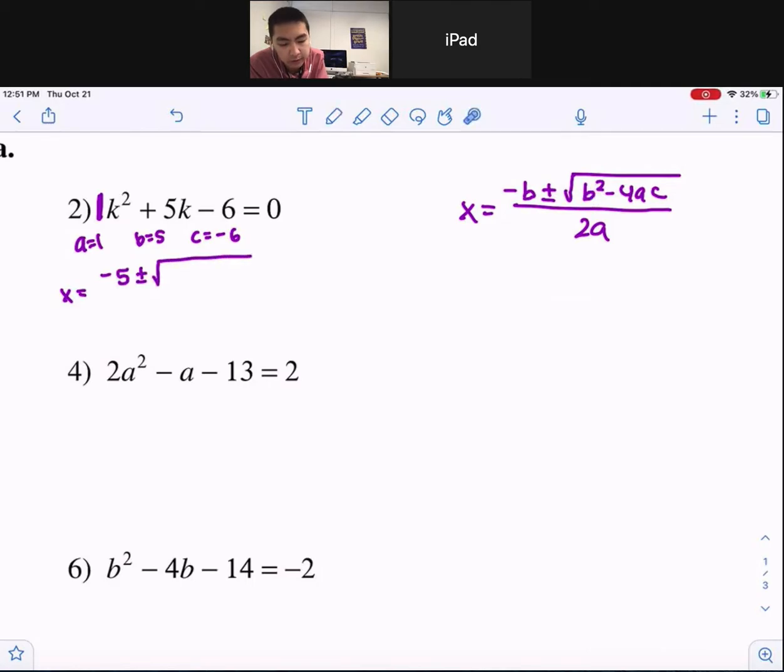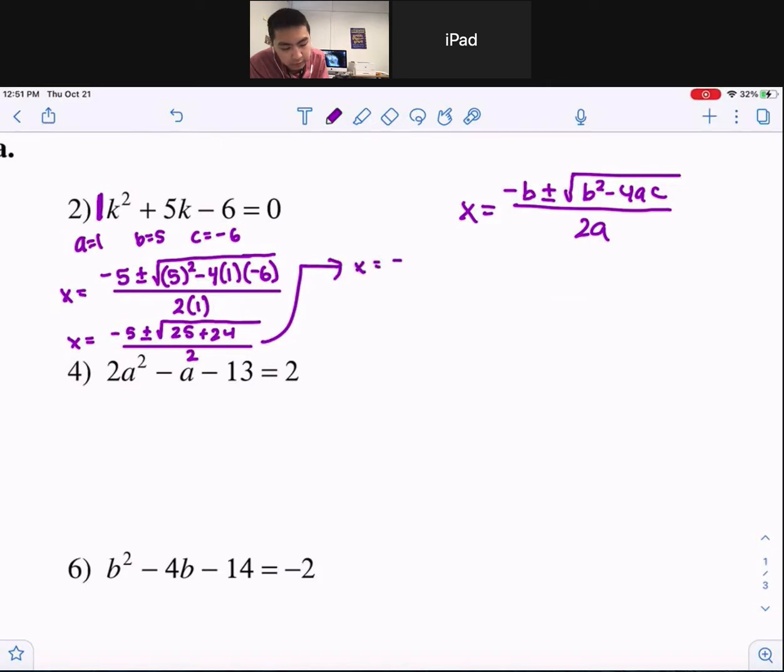b to the second power, so that's 5 to the second power, minus 4 times a, which is 1, times c, which is negative 6, all over 2 times a, which is 2 times 1. So this is going to be negative 5 plus or minus 5 squared, that's 25, minus 4 times 1 times negative 6, that's positive 24, all over 2.